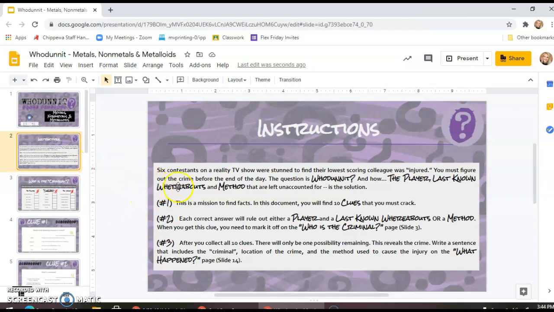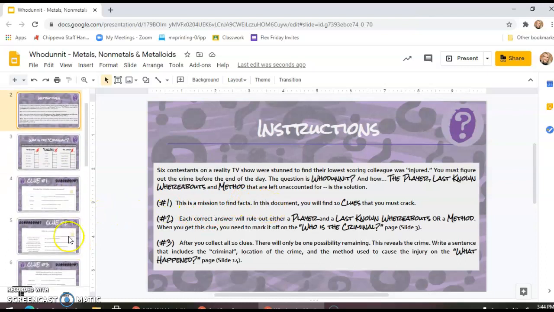So we have 6 contestants on a reality TV show that were stunned to find their lowest scoring colleague was injured. This is going to be set up kind of like Clue. So you must figure out the crime. The question is who done it, and the how, the player, the last known whereabouts, and the method are left unaccounted for. So your mission is to find the facts.